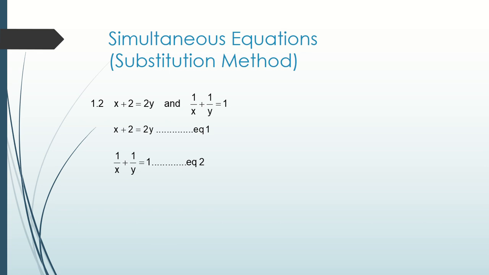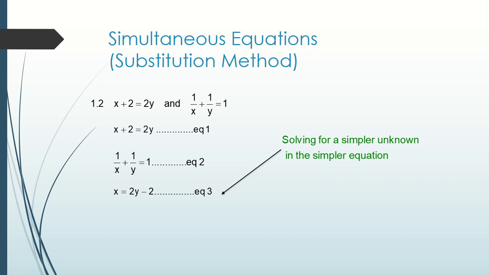And then you look and check which is the simpler equation. The simpler equation would be the one with the coefficient of a variable being 1. Like in this equation 1, you have 1x. So what you want to do is leave x on its own. So you transpose the positive 2 to the right hand side, and you have x equals 2y minus 2, and you label that equation 3. The next step is now you must substitute in the unused equation your equation 3.